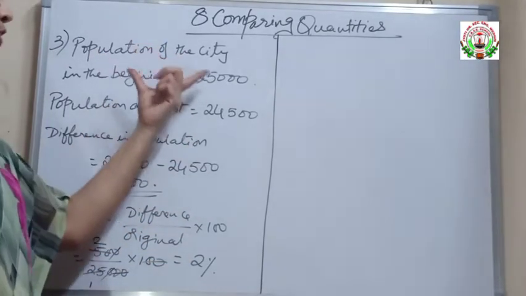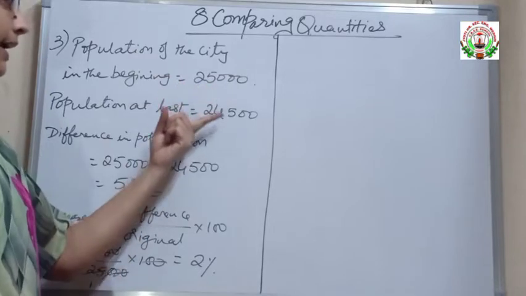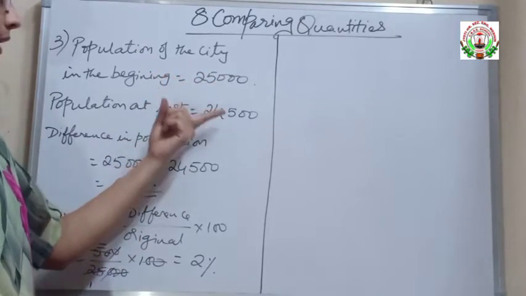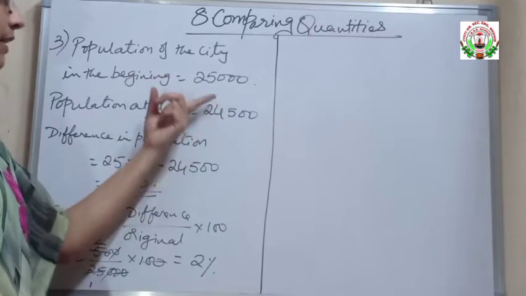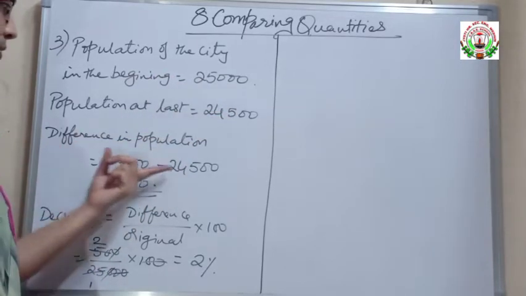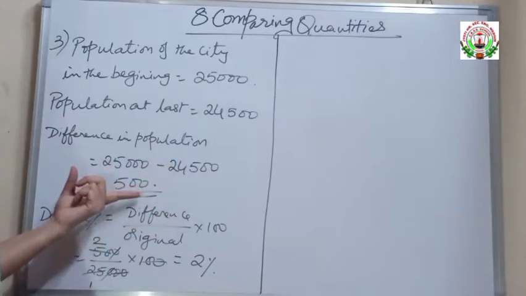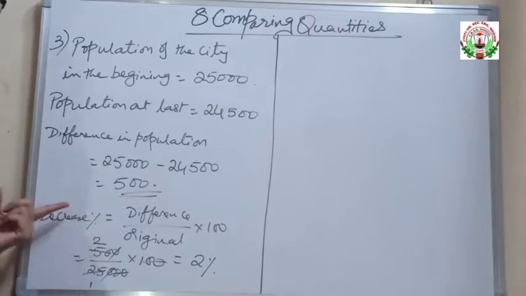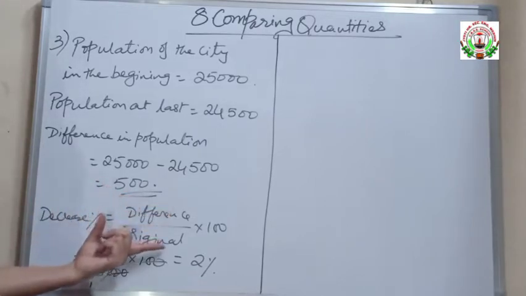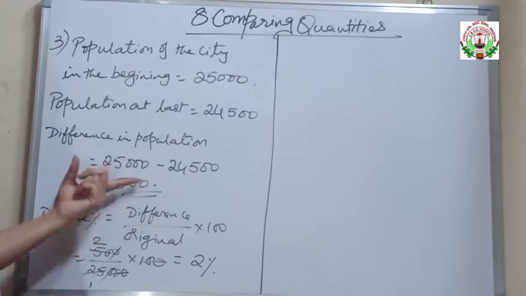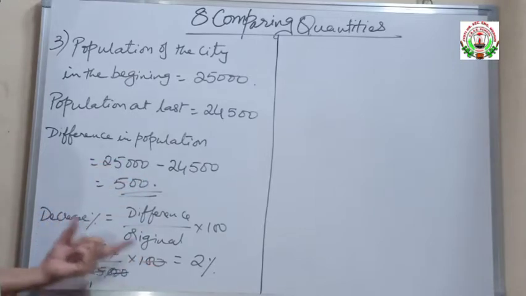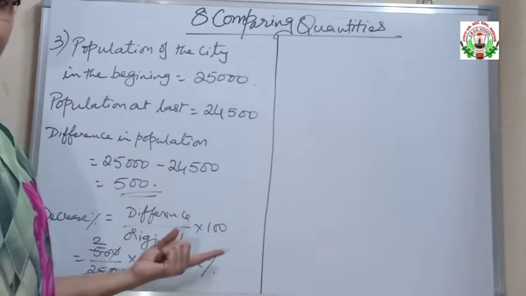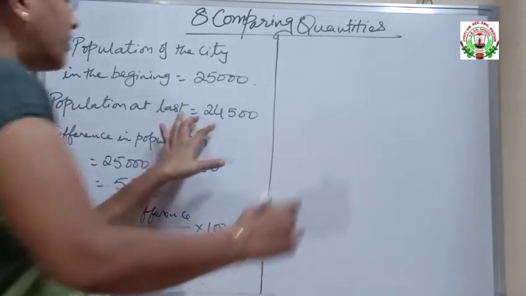They have given the population of the city at the beginning and at the end. So I have taken the difference in population. So 25,000 minus 24,500. I have got the difference in population, and they have asked you to find the decrease in percent. So decrease percent equals to difference by original into 100. So difference is 500 by original is 25,000 into 100. I have solved it. I have got the percent, means 2% of the population has been decreased. So this is your third one.